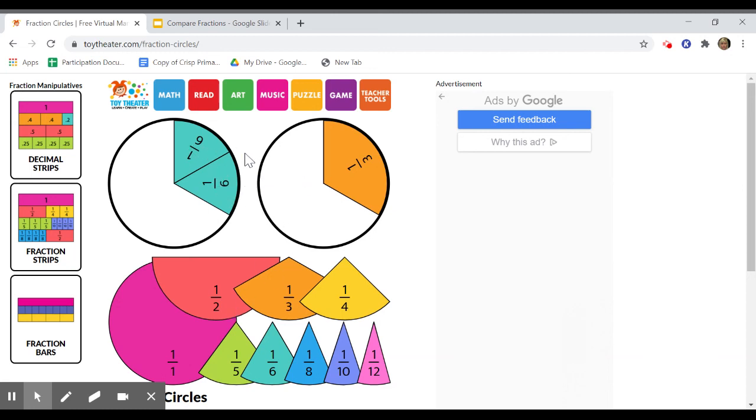So this is breaking up your circles and using your fractions with your circles.